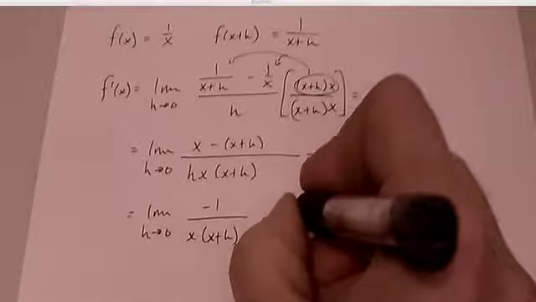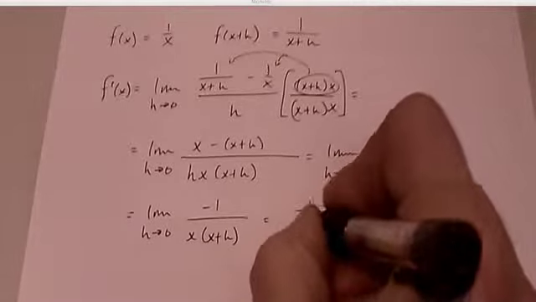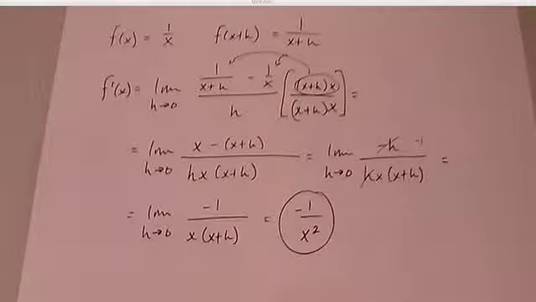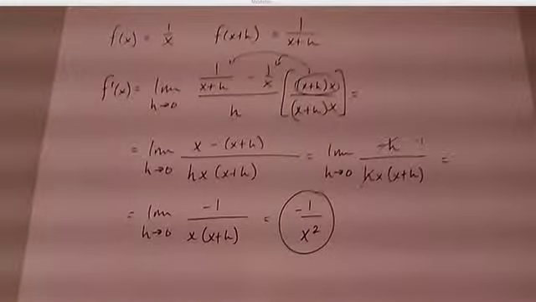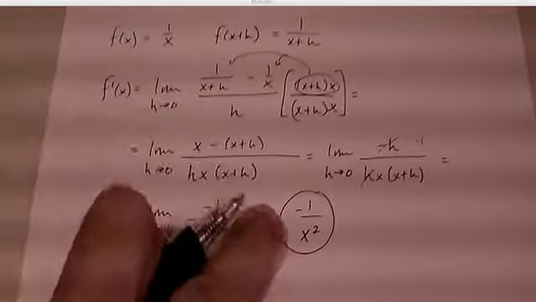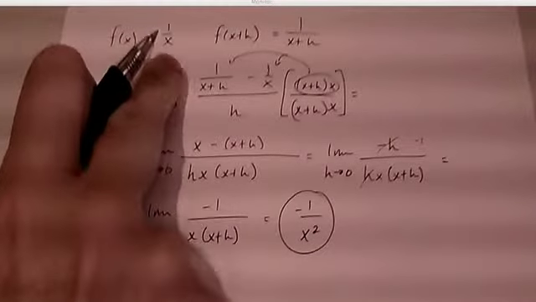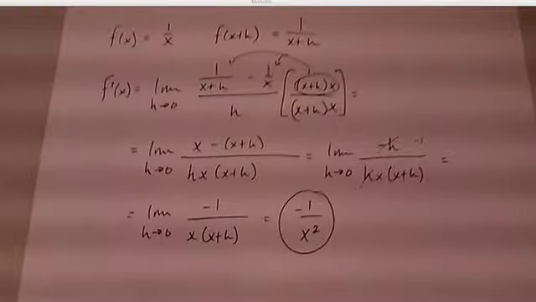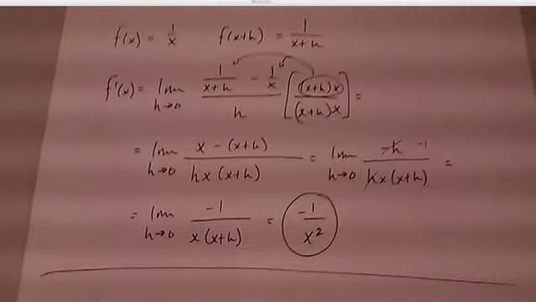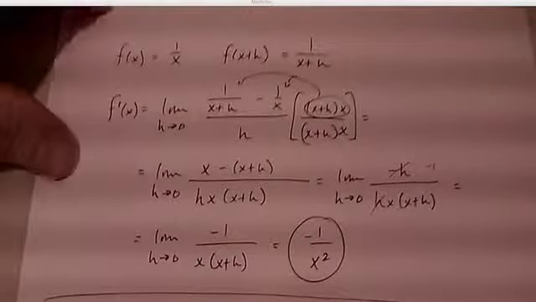h. And what I get is negative 1 over x squared. And that is the derivative of the original. That is the derivative of that, okay? Now, let's go ahead and do one of those combination ones.